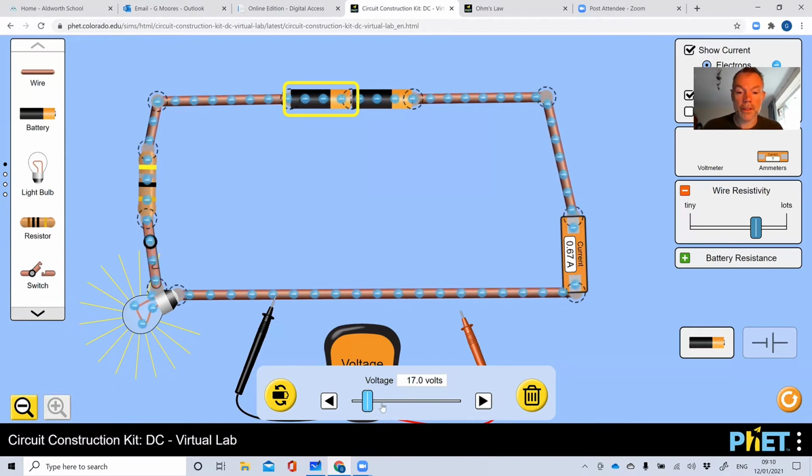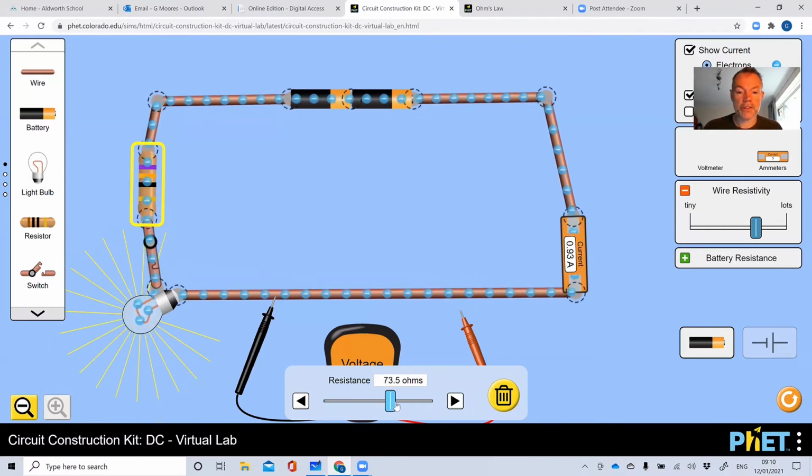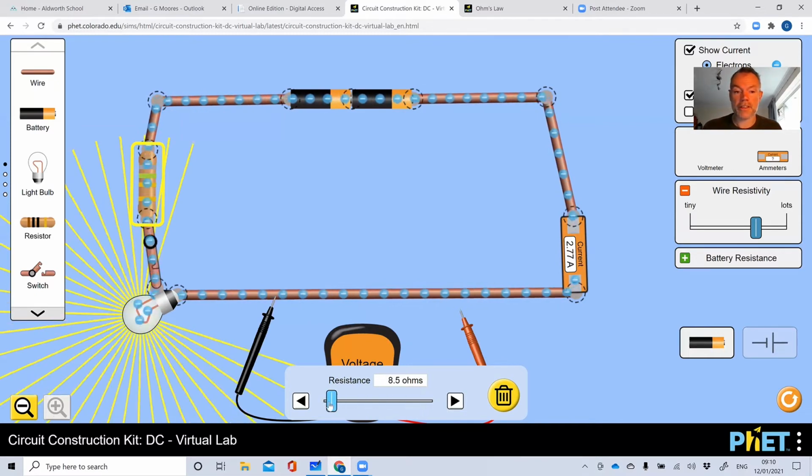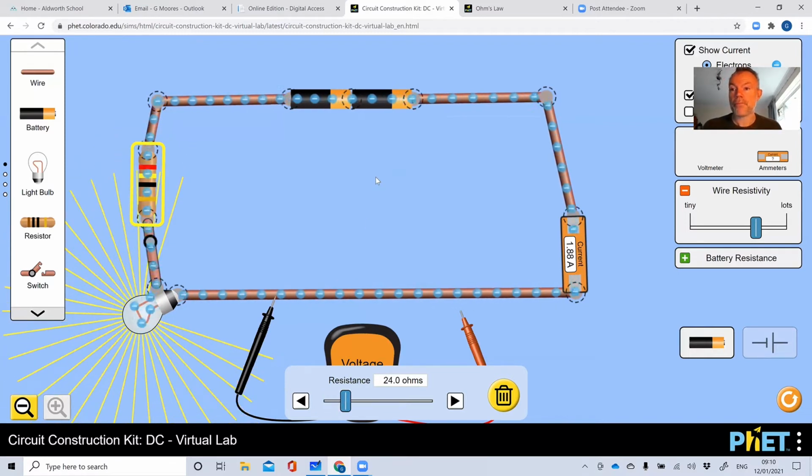Let's leave the voltage in the middle. Here's my resistance. Remember, resistance is what slows the electricity down. More resistance, the current goes slower, and the light bulb gets dimmer. Less resistance, current goes faster, the light bulb is brighter. So the voltage, the current, and the resistance are all linked.